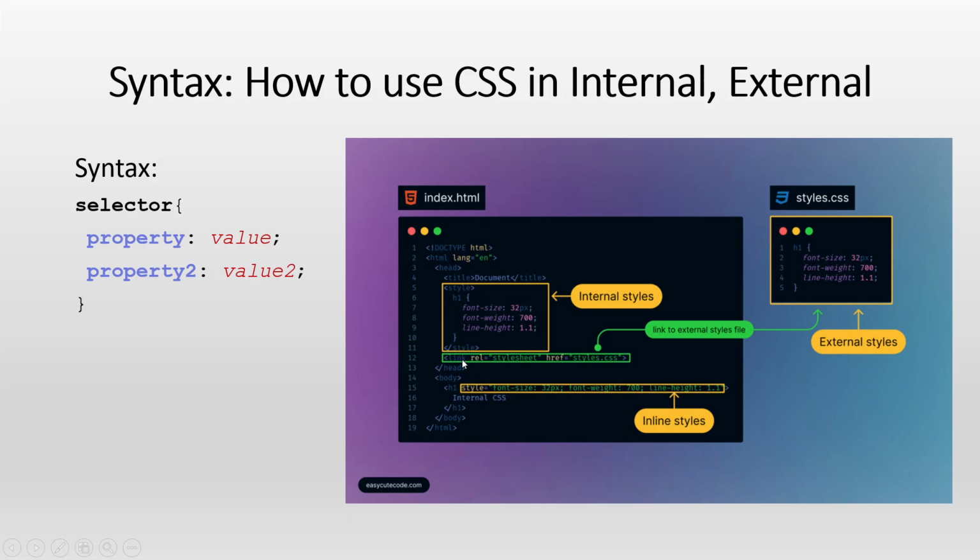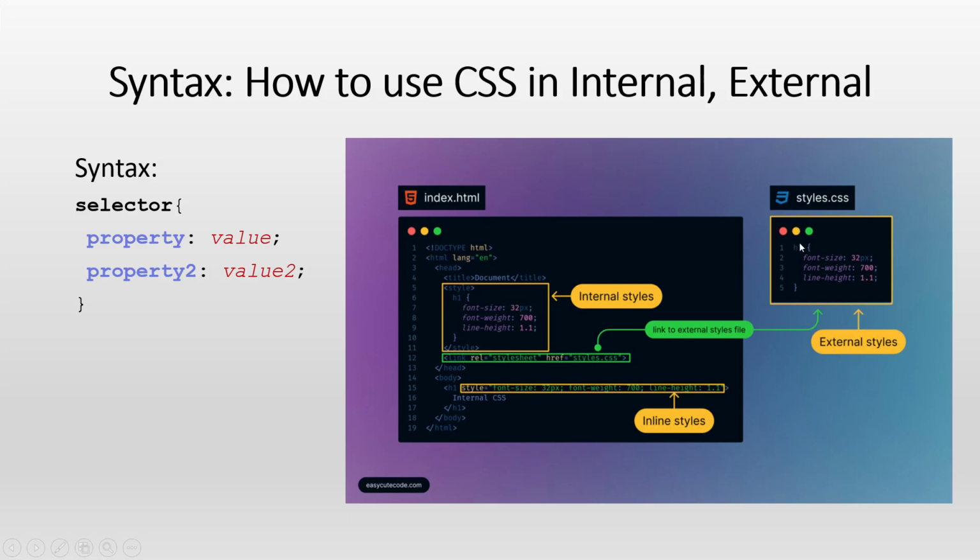After that, external: link rel stylesheet href. This is called linking to an external style file, so these are called external styles. Internal styling and external styling are the same, but with internal styling we write the CSS inside the HTML file only. What we do is create a style tag, and inside that we write all that CSS.